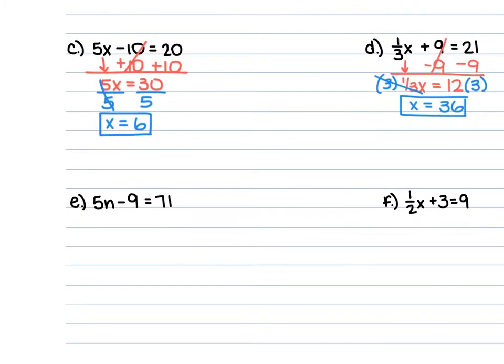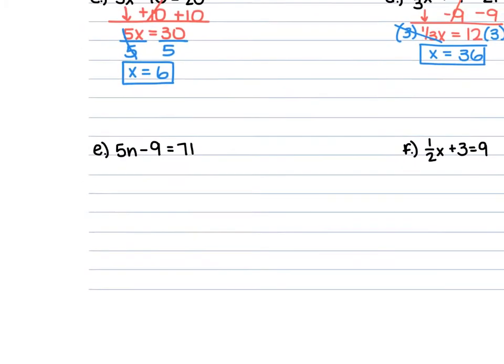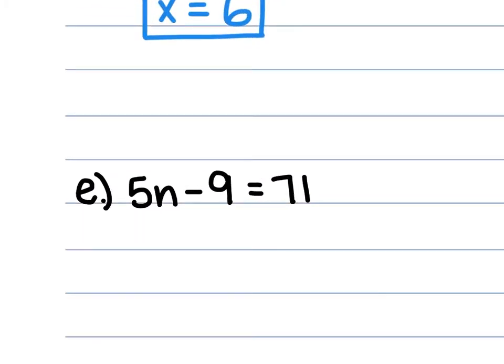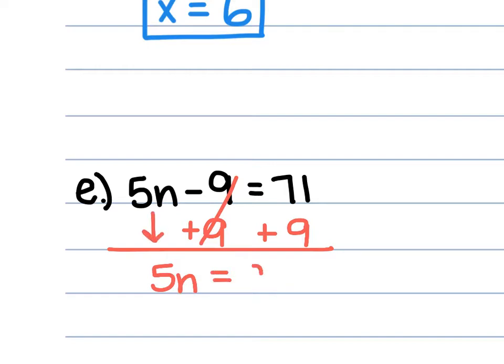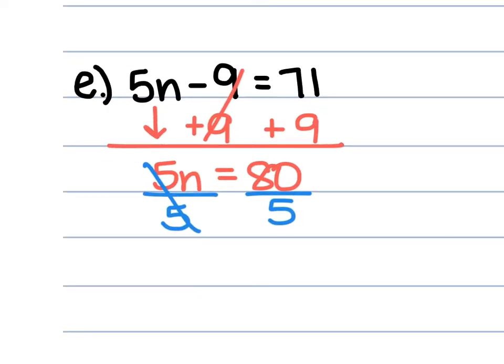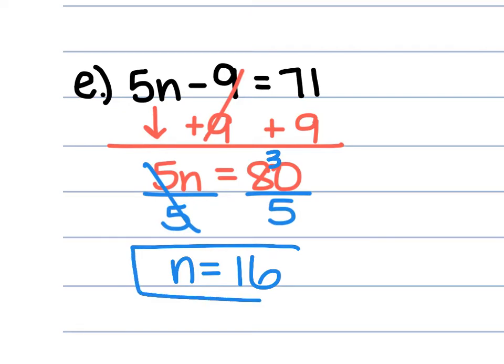If we look at example E, we're given 5n minus 9 is equal to 71. So first we're going to move that 9 over by adding it to both sides, and we get that 5n, we're dropping that down, is equal to 80. From here, we're going to divide each side by 5 to get n by itself. And n is going to equal, 5 goes into 8 one time with 3 left over. So 5 goes into 30 6 times. n is equal to 16.